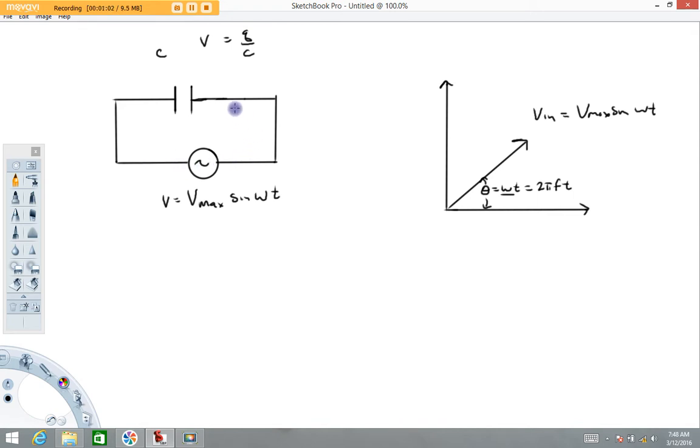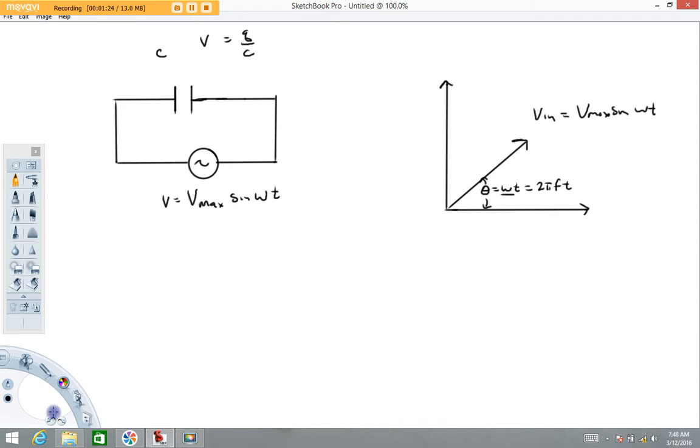If I pick a spot and go around, keep in mind that the voltage across a capacitor is equal to Q over C. This is coming right from the definition of capacitance. If you remember, we started studying capacitors. Capacitance was defined as charge per unit voltage. It's real easy to rearrange that for voltage. So the instantaneous voltage on the capacitor is Q over C.